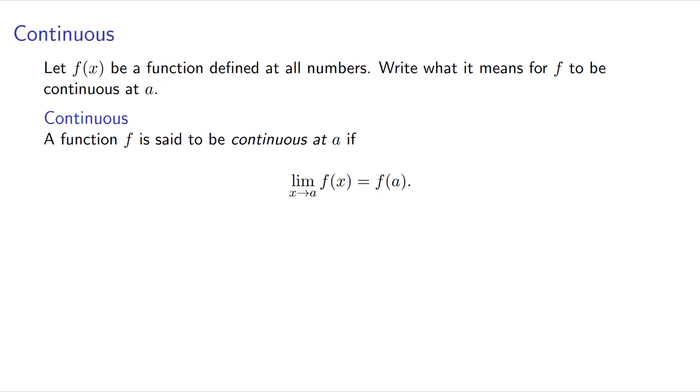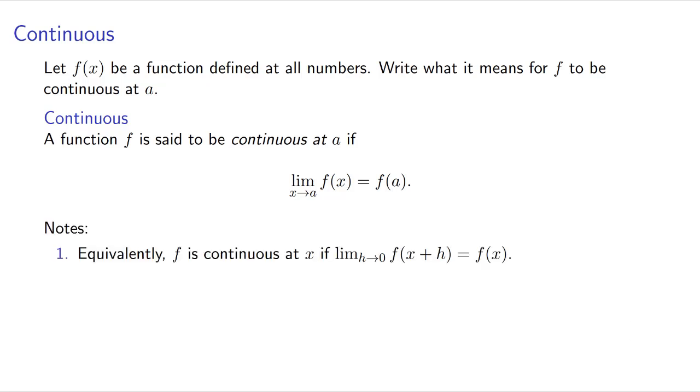Continuous. A function f is said to be continuous at a point a if the limit of the function f of x as x approaches a is equal to the value of the function f at the point a, that is to say f of a. Now let's make a few comments.